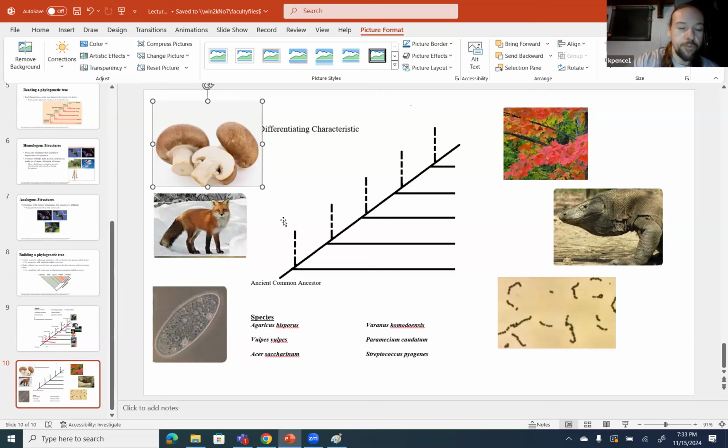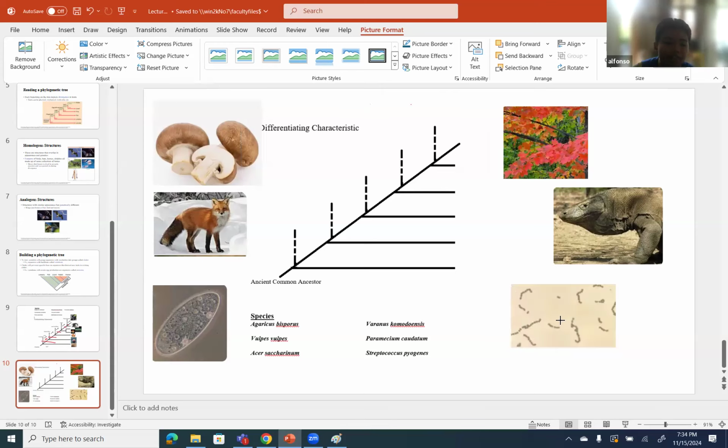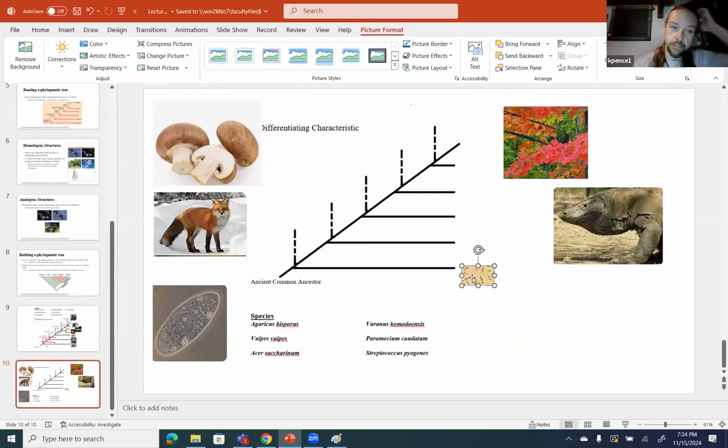Yes, so mushrooms have a nucleus. Yes. Foxes, oh, the foxes are in the streptococcus? Streptococcus? Yes. So Streptococcus is a bacteria. Bacteria doesn't even have cells. No, a bacteria is a cell. Yes, bacteria are cells. They just don't have a nucleus.